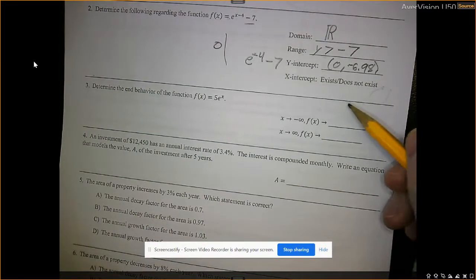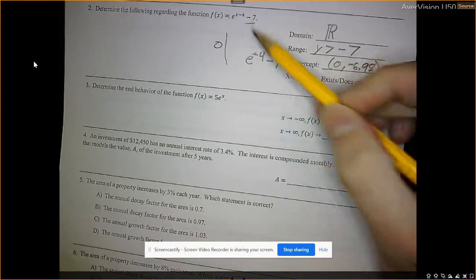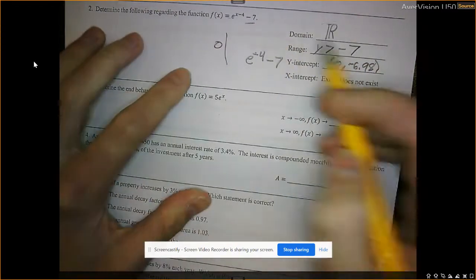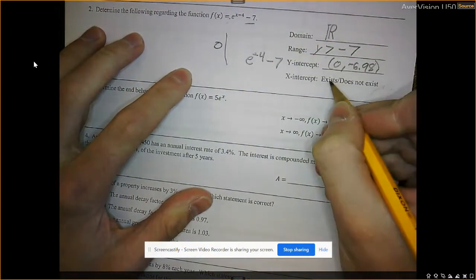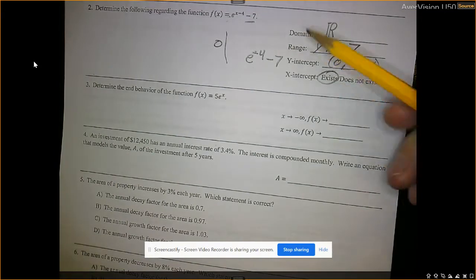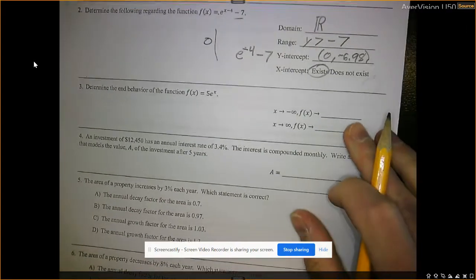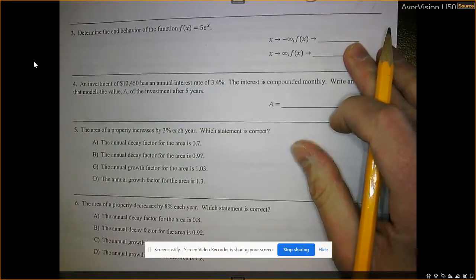Now your x-intercept, it does exist because our asymptote is below the x-axis, and it's a positive e here, so it does exist. And again, that can be seen by the graph. If that's something that's hard for you to recognize without graphing it, then use your graphing calculator. You have those resources there for you. Don't be afraid to use them.